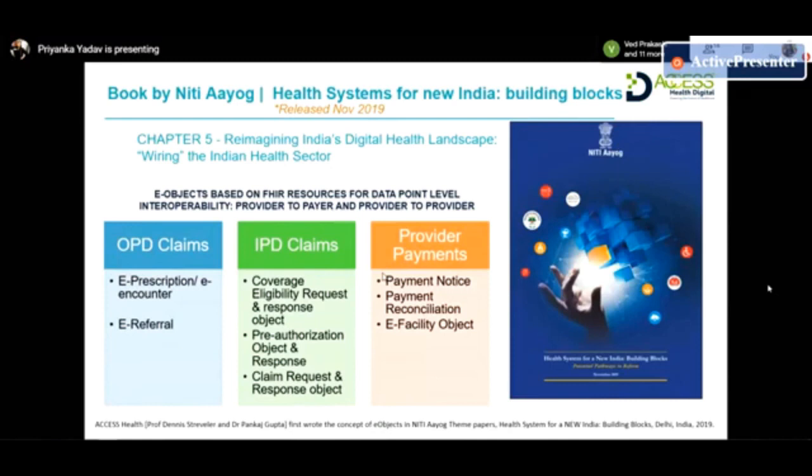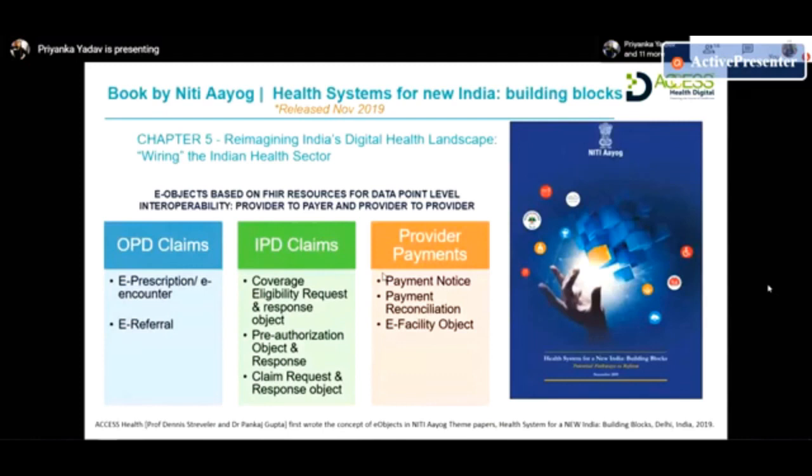Then it was decided that there will be a common claim platform that NHA will put in place, which will use these e-objects, which are electronic packets of information that are machine readable, to facilitate interoperability or information exchange between payer and provider. To facilitate this HCP, or health claim platform, that NHA is trying to build, the RFP is already out. These e-objects were detailed out. The concept was written in Niti Aayog, but it was just an overview. The detailing was done in Access Health.